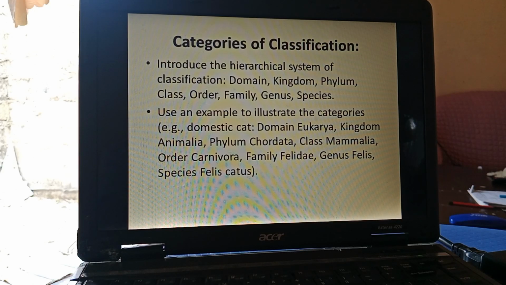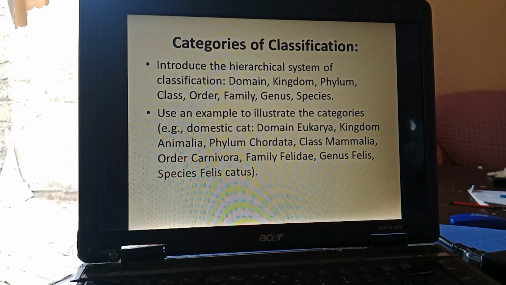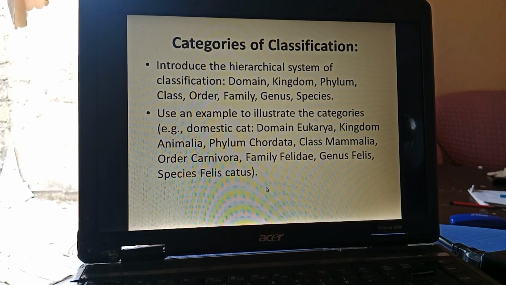So the domain, there are two domains. You have prokarya and eukarya. We'll come to prokaryotes and eukaryotes much later, for example, when we look at the cell.